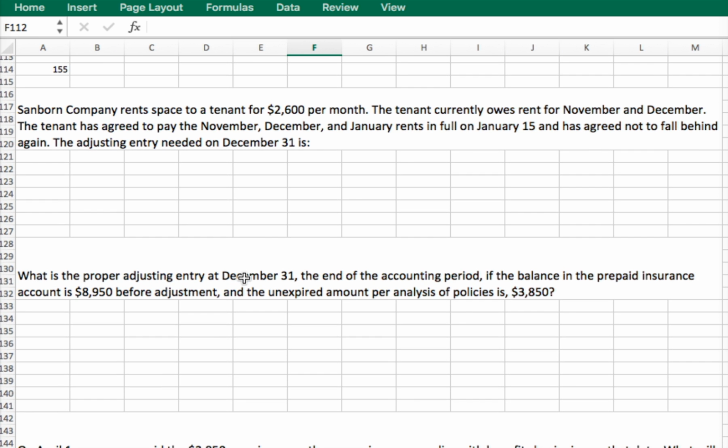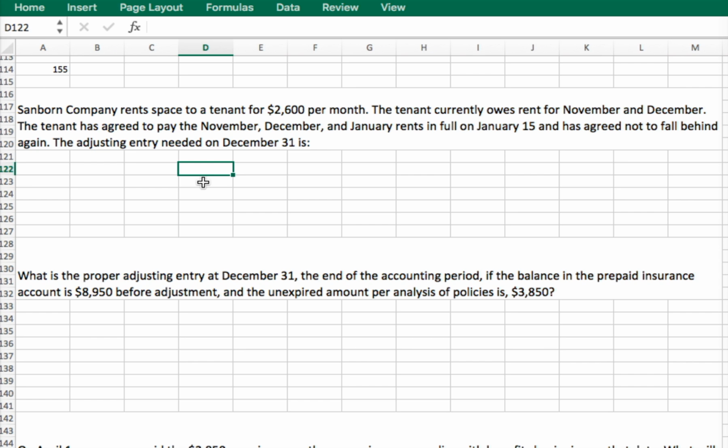Sanborn Company rents space to a tenant for $2,600 per month. The tenant currently owes rent for November and December. The tenant has agreed to pay November, December, and January rents in full on January 15th and has agreed not to fall behind again. We don't care about that part. As of December 31st, what entry needs to be made? Okay, they've occupied the building. Since we're the landlords, we earned money for the months of November and December that were occupied, right?